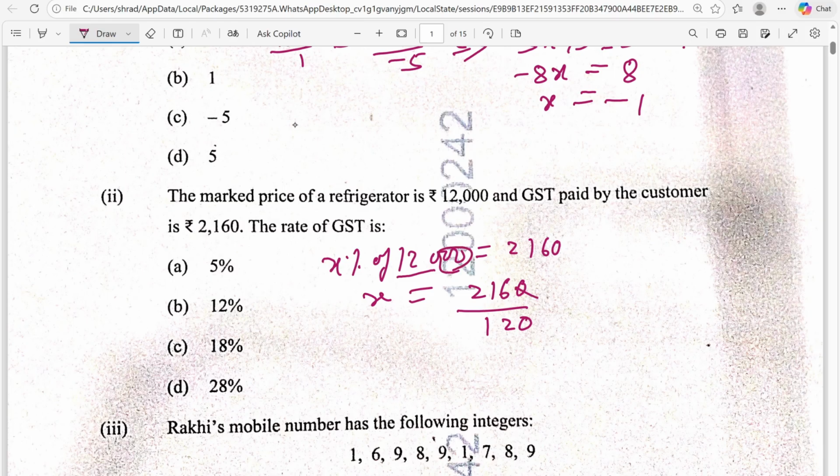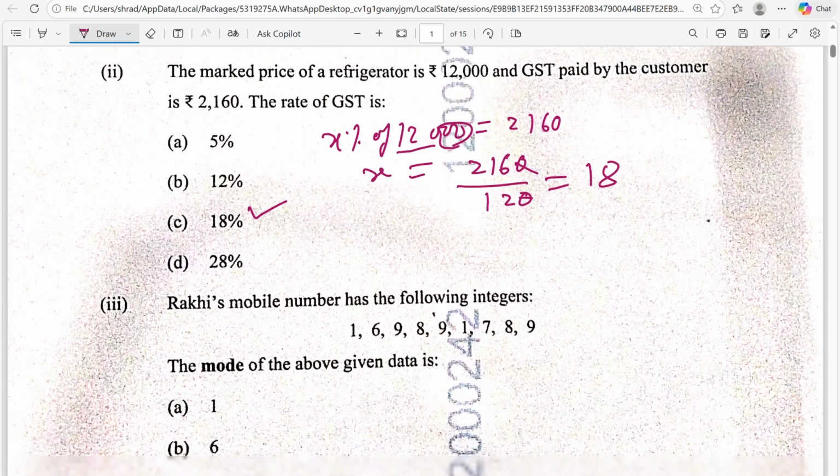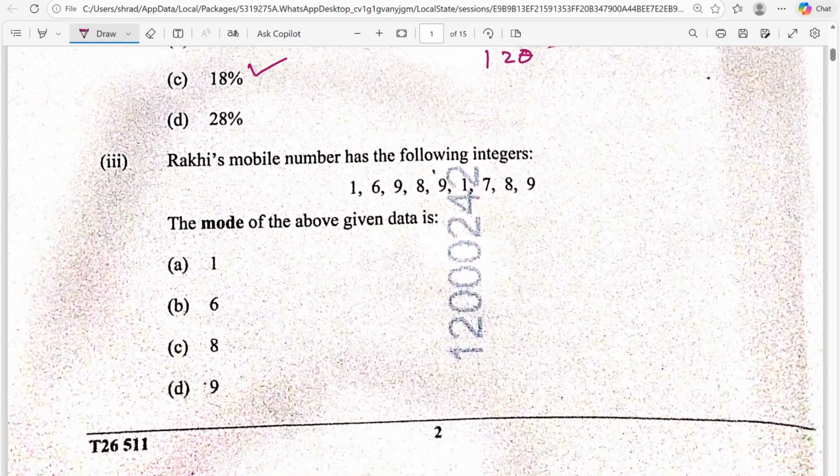So 12 1 ja 12, then this is your 9, 12 1 ja 12, this is 96, 12 8 ja 96. So this is your 18%. Rakesh's mobile number has a mode, most occurring number is your 9. 1 2 3 times 9, 8 is 2 times.